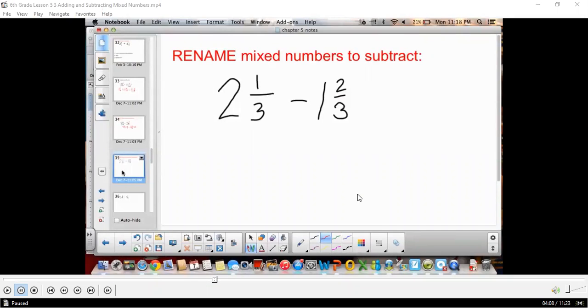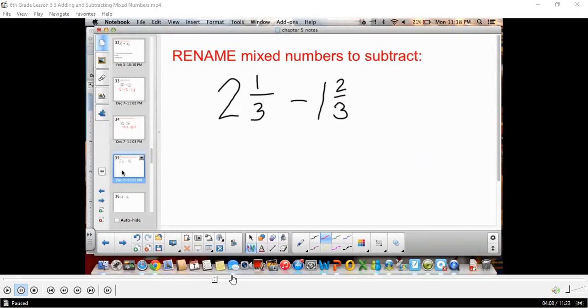Then we have 2 and 1 over 3 minus 1 and 2 over 3. As I said at the beginning, we have to look at the numerator. Here in this case, both have the same denominator, so it seems like we don't have a problem. But look at the numerator. We have 1 minus 2.